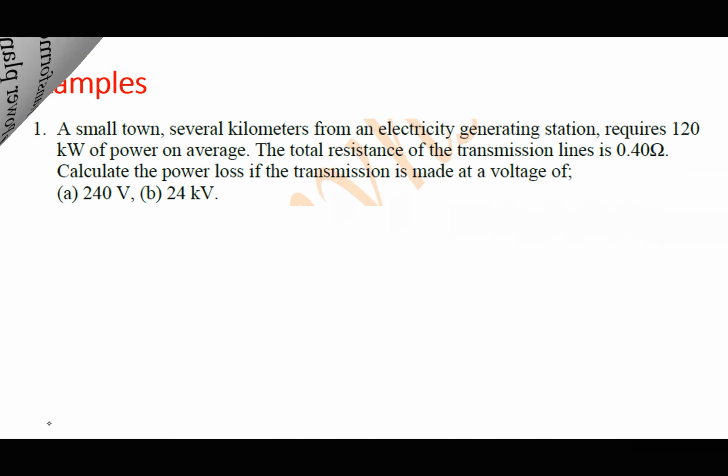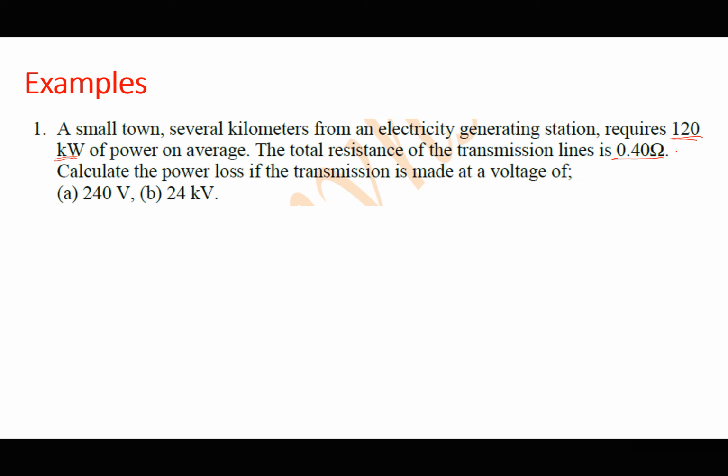To understand how the power loss is minimized, let's consider this example. A small town in your country, which could be several kilometers away from a dam or from an electricity generating station, may require 120 kilowatts of power on average. This is what is required, and therefore this is what should be transmitted to reach them. But the total resistance of the transmission lines available for use is 0.4 ohms.